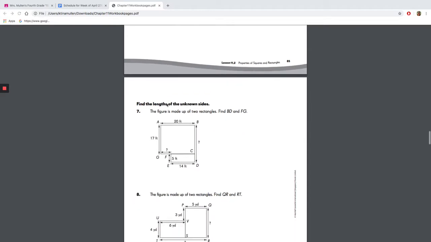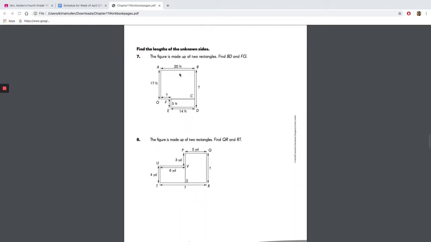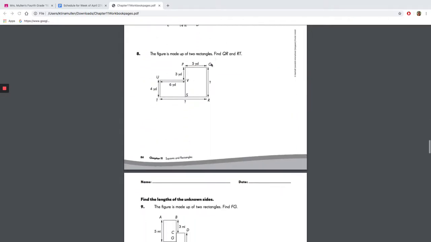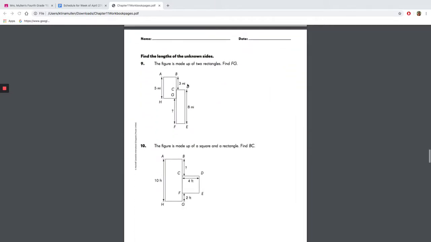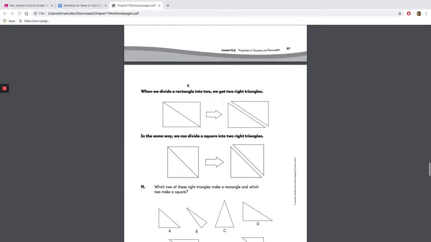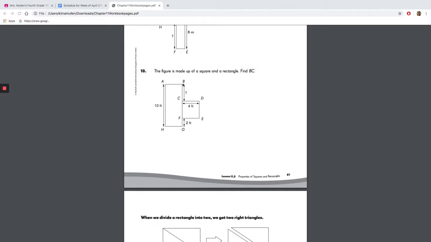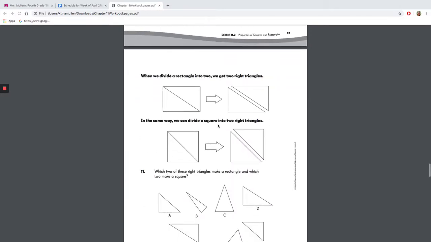So you're just kind of looking, it's kind of like a puzzle. To find the missing side, you got to find the length of the whole side. Use the information they give you. If they say it's a square, then you know that all the sides are the same. So it's just a little bit of thinking about it and doing the arithmetic.